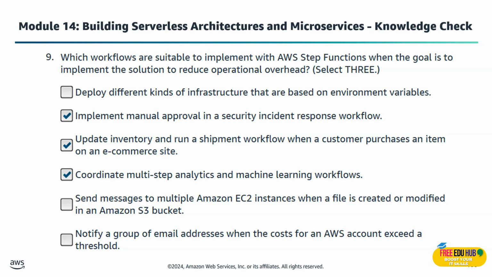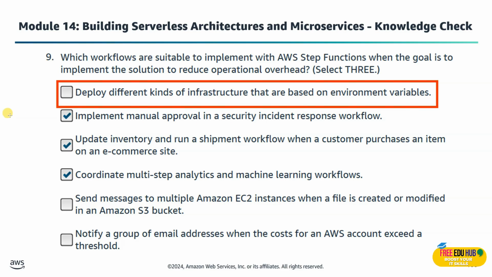Now, AWS Step Functions are ideal for coordinating multi-step processes, approvals, order fulfillment, data pipelines, machine learning workflows, anything requiring sequential logic across multiple AWS services. Now, let's see the other options. For example, the first one, which says deploy different kinds of infrastructure that are based on environmental variables. That's handled by CloudFormation or CDK, not a step function. So we'll not select that.